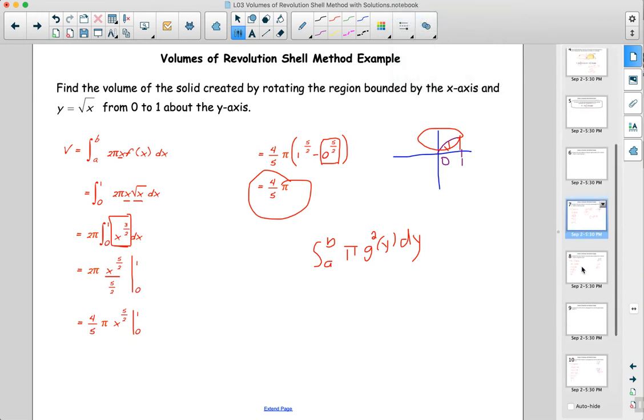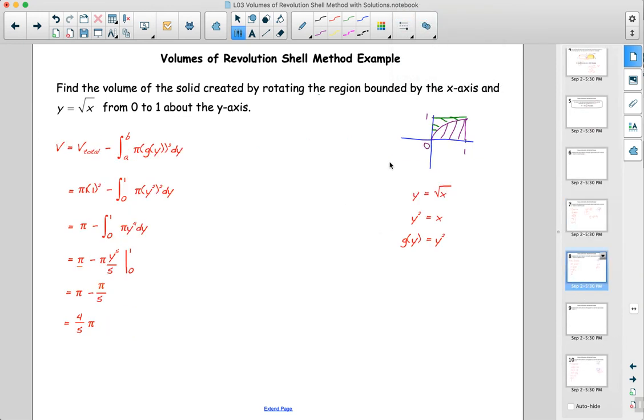All right, resuming and taking this out. So there was a bit of a twist to this. I am using this bit for the formula, the integral from a to b of pi times g squared y dy. We have rewritten our formula, y equals root x to x equals y squared, so g at y is y squared. But now we've got to do some thinking about what an integral does.